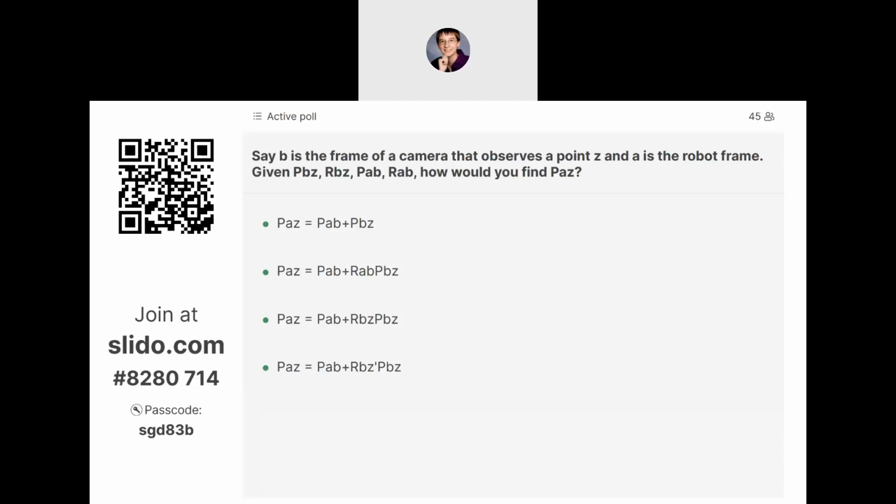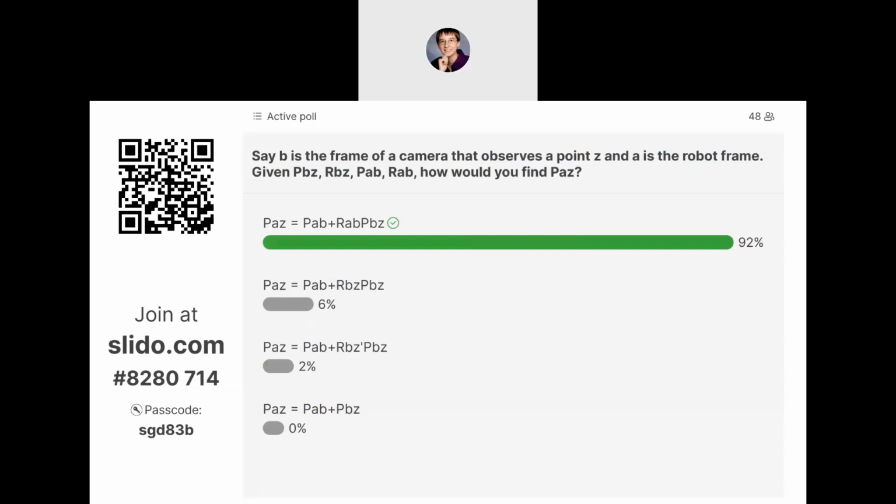Then we've got critical mass here. Good. So again, with our notation, P_AZ means that we're represented in the A frame.